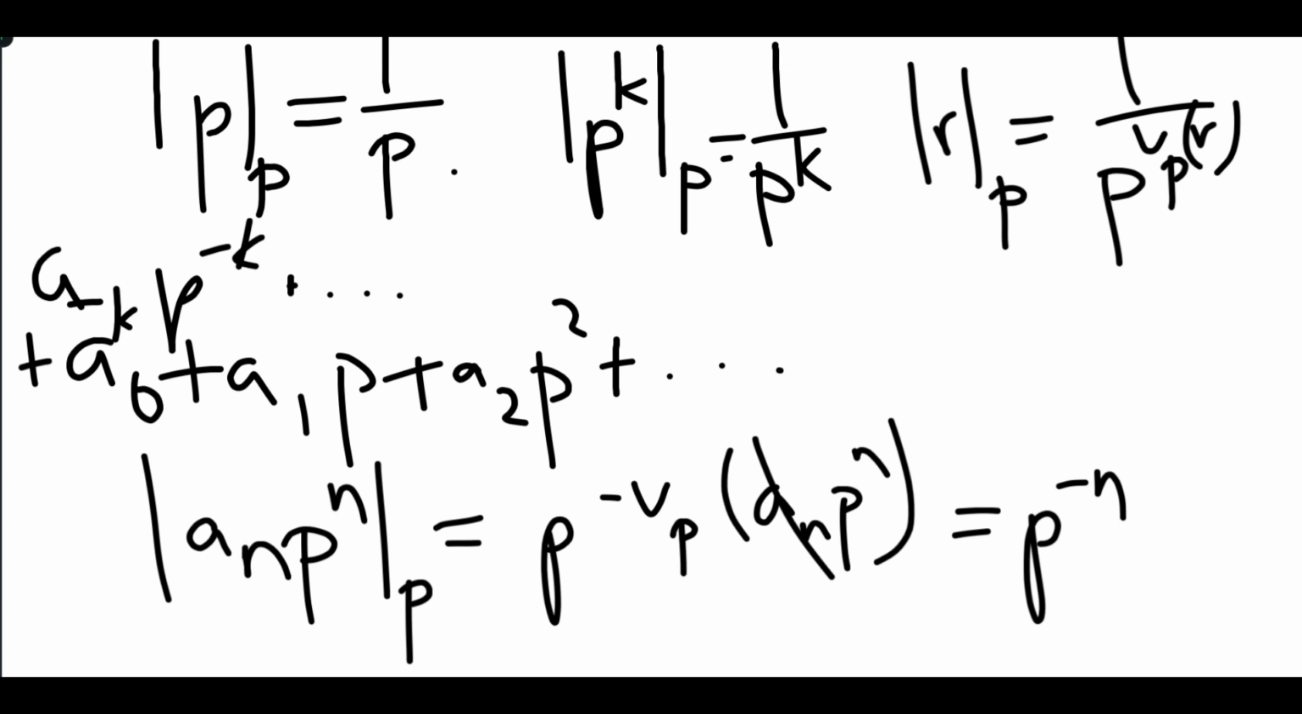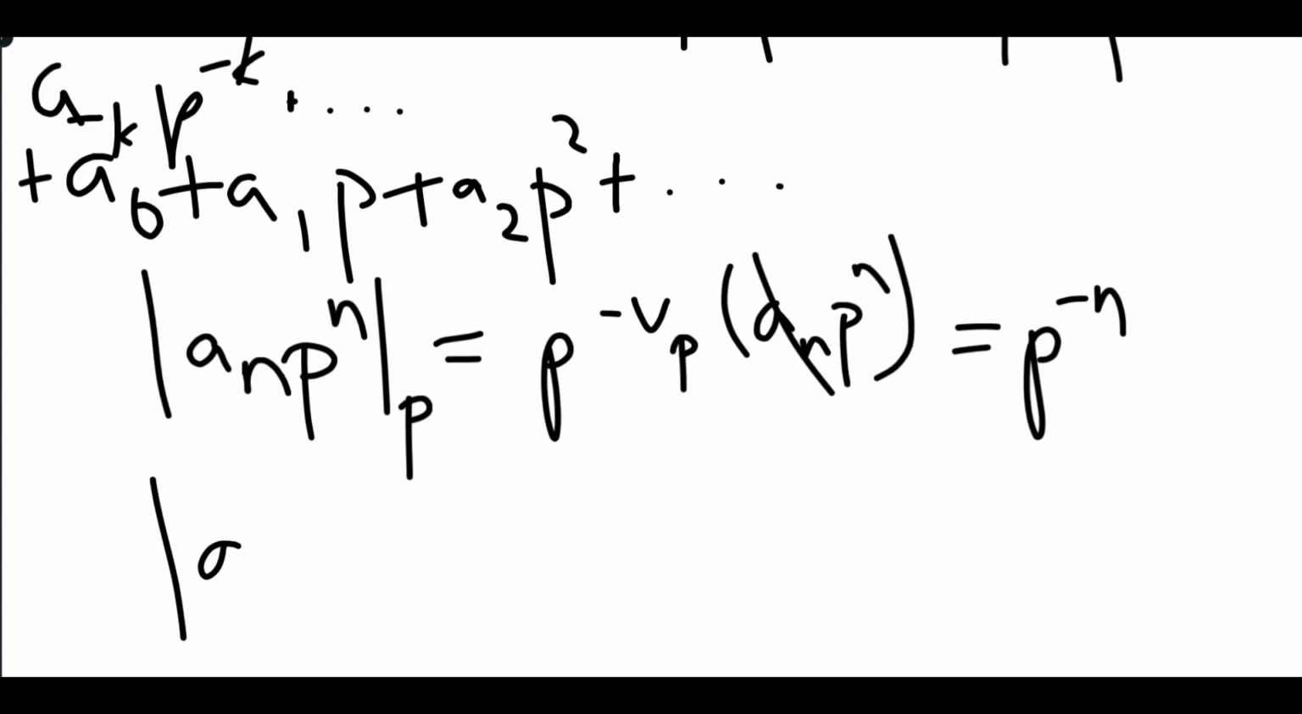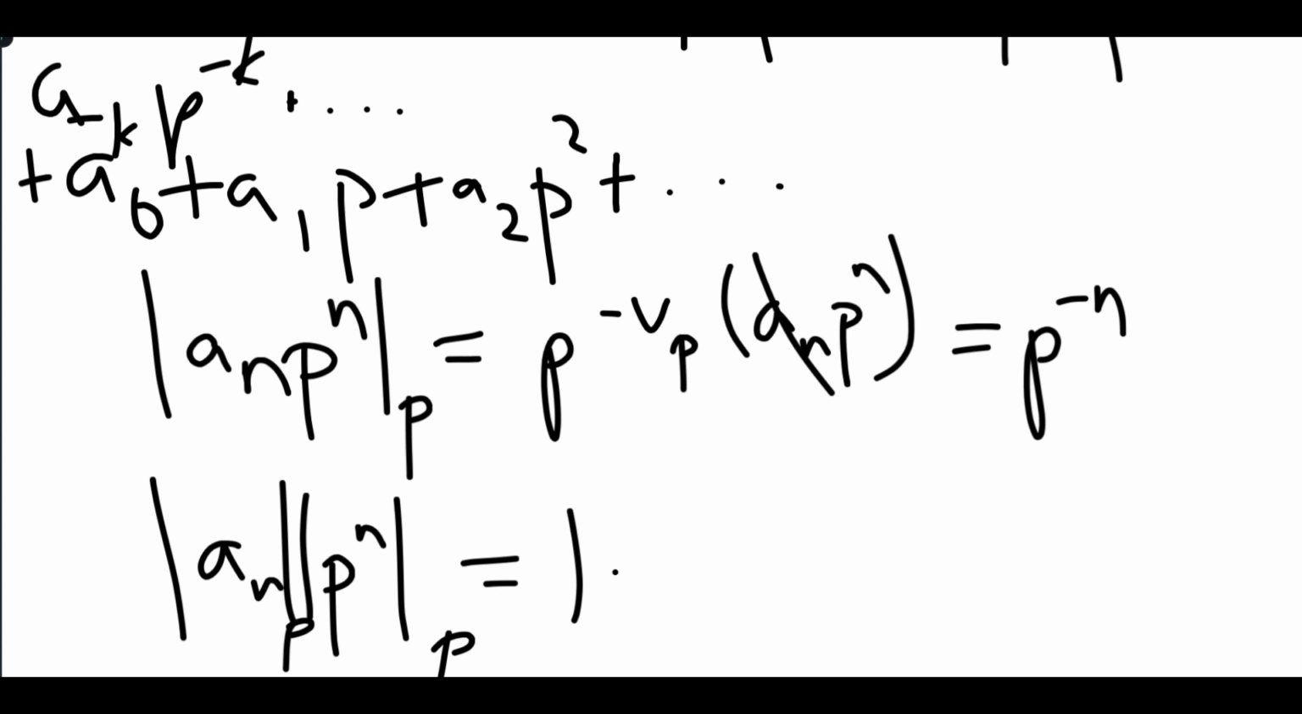And that matches with the multiplicativity condition on the absolute value. If we use multiplicativity, it turns into this. The p-adic valuation of a_n is 0, because p doesn't go into it at all. So, sure enough, we do get 1 times p to the minus n.